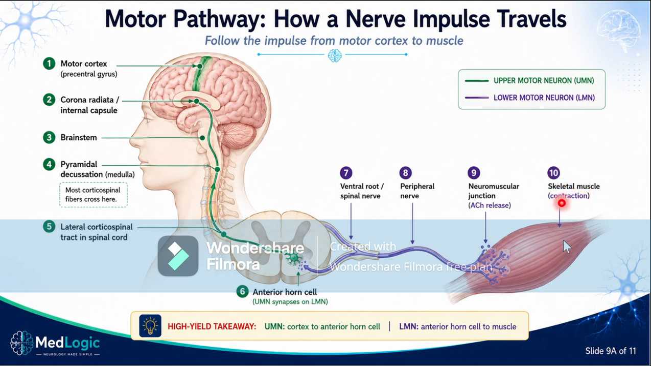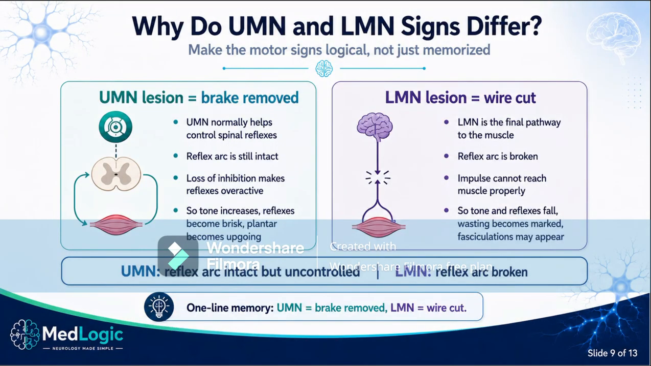So the simplest rule is, upper motor neuron means cortex to anterior horn cell. Lower motor neuron means anterior horn cell to muscle. Once this pathway is clear, the clinical signs become much easier to understand. The upper motor neuron normally helps control spinal reflexes. You can think of it like a brake system from above. If the upper motor neuron is damaged, the brake is removed. The reflex arc is still intact, but it becomes uncontrolled and overactive. That is why upper motor neuron lesions produce increased tone, brisk reflexes, and an upgoing plantar response.